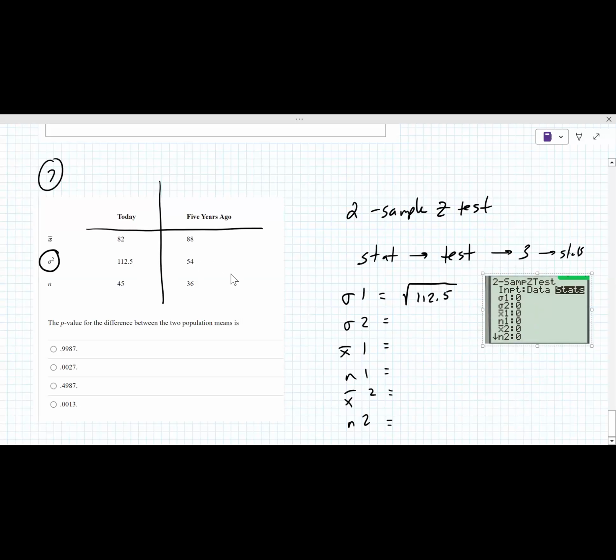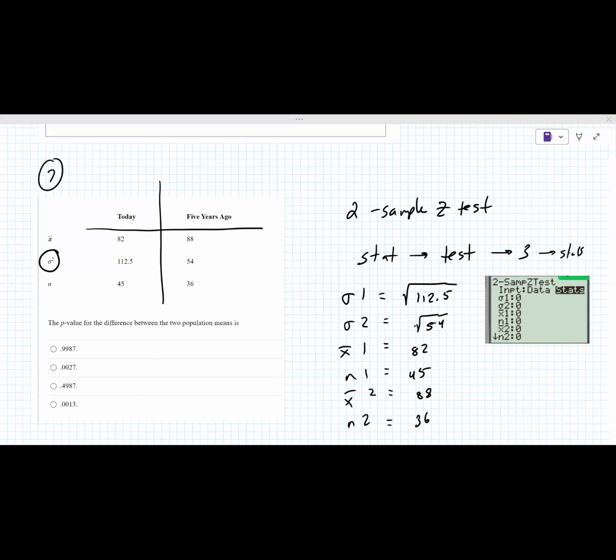Oh. All right. So now sigma 1 is the square root of 112.5. The reason it's square root is because it's sigma squared. If you see a squared, you have to know to take a square root. Sigma 2 is the square root of 54. X bar 1 is 82. N1 is 45. X bar 2 is 88. And then 36. And then I think you have to decide whether it's one tail or two tail down here.